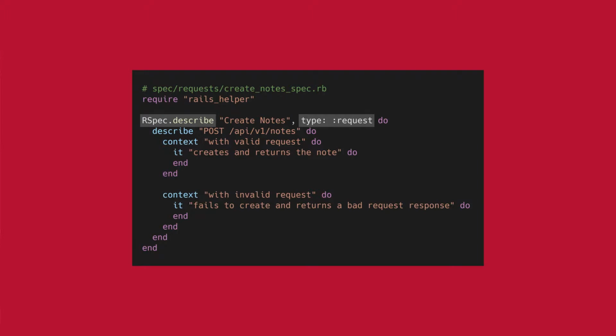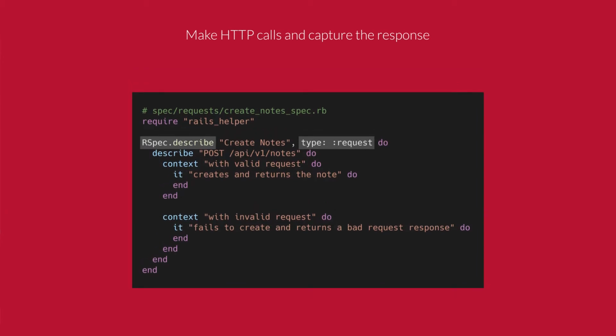This setting causes RSpec to add several helper methods to our test to make writing a request spec possible. These helpers include methods to make HTTP calls and capture the response, as well as matchers that make response expectations easier. Our plan is to test requests made to the /api/v1/notes endpoint. We want to write specs to cover valid requests, which should be successful, but also the behavior of when an invalid request is made, which should result in a bad request HTTP status code.